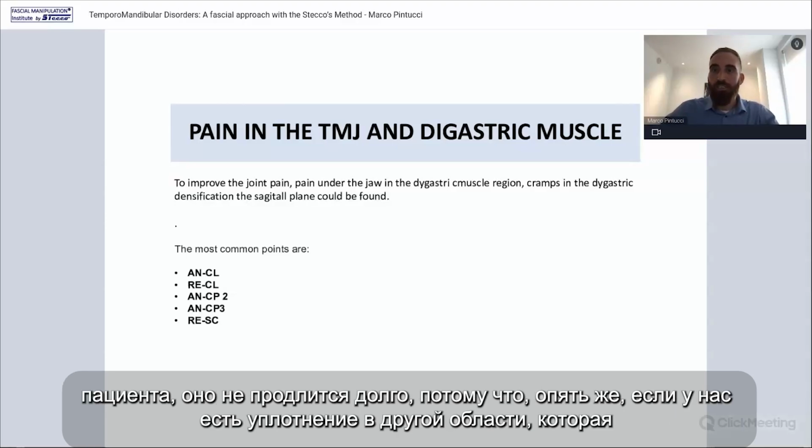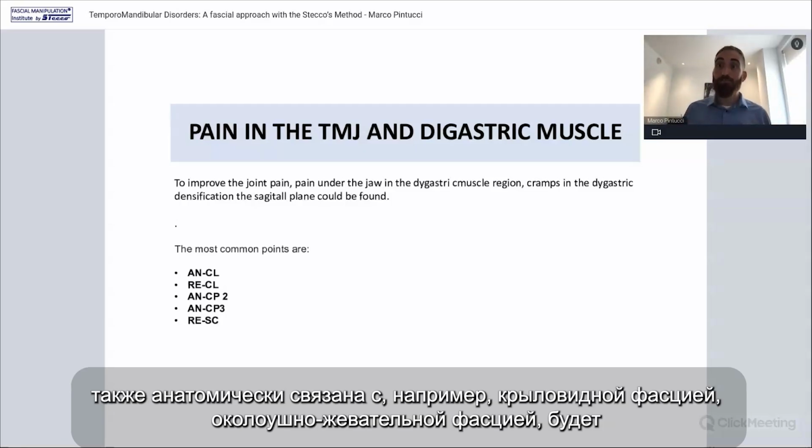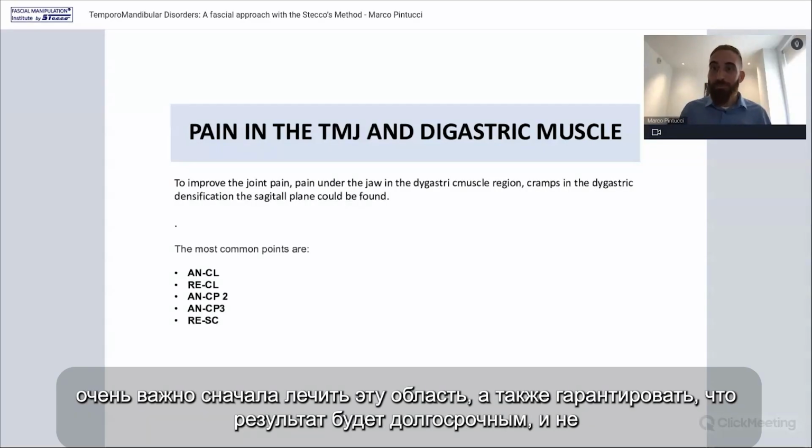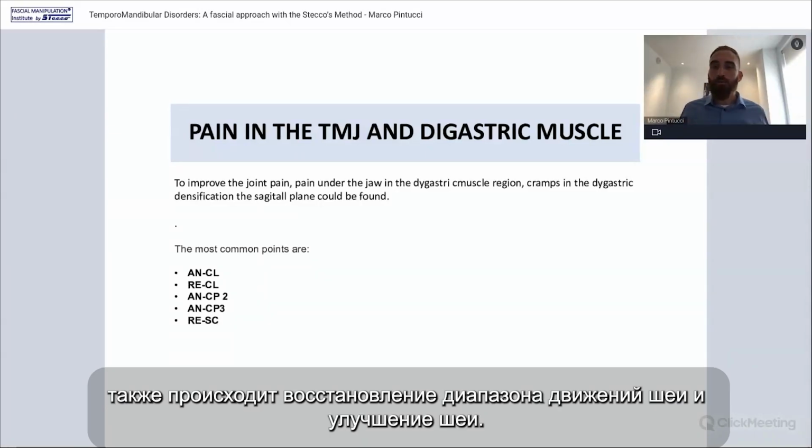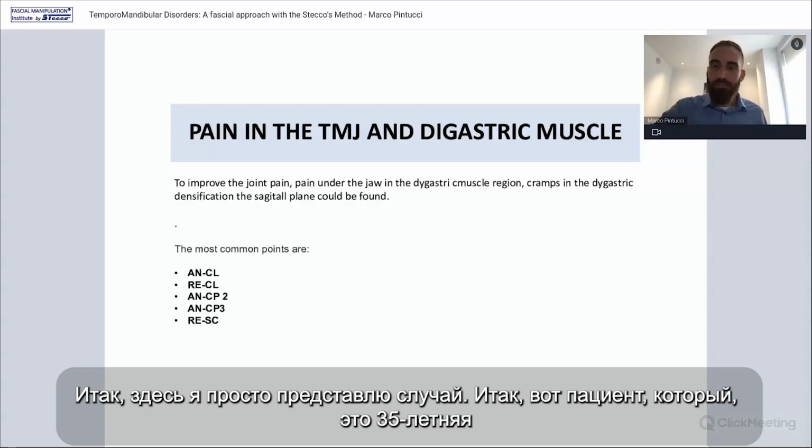Because again, if we have densification in other areas which are also anatomically connected, for example the pterygoid fascia or the parotidomasseteric fascia, it will be very important to treat this area first, also to ensure that the result is long lasting. And don't forget also to evaluate the neck, to make sure that at the end of your treatments there is also a restoration of the range of motion of the neck and an improvement of the neck. So here I will just present a case.